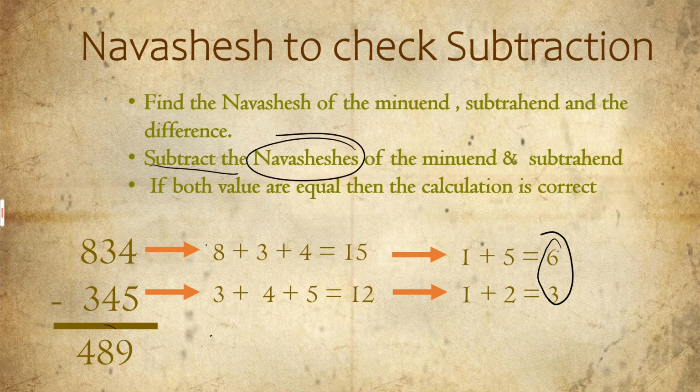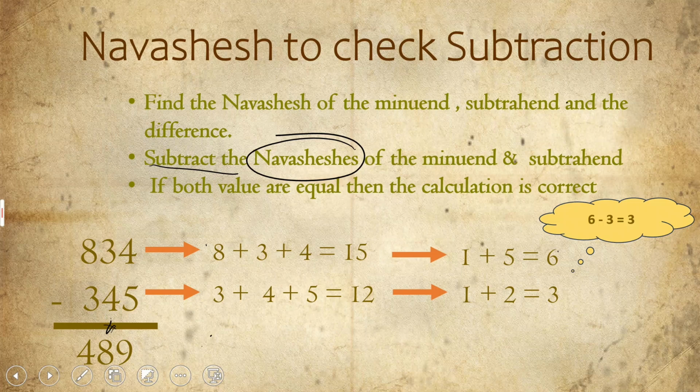Now what do we have to do? We have to subtract them. Now, look, what might happen is that sometimes the Navashesh of the below number might be greater. Sometimes the Navashesh of the above number might be greater. So always we're going to do it normally. Whatever is the greater number, we're going to place it first and then subtract the smaller number, or that is 3 in this case. And whatever is the answer that we get is the value that we will consider.